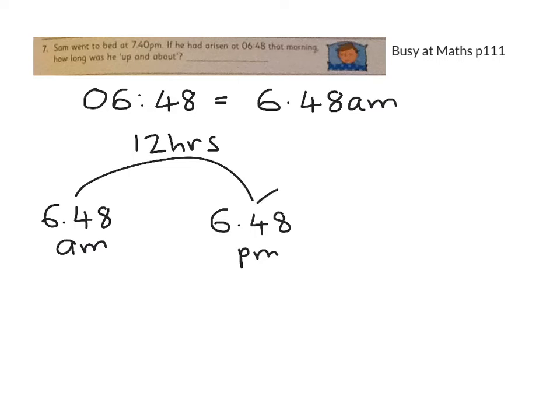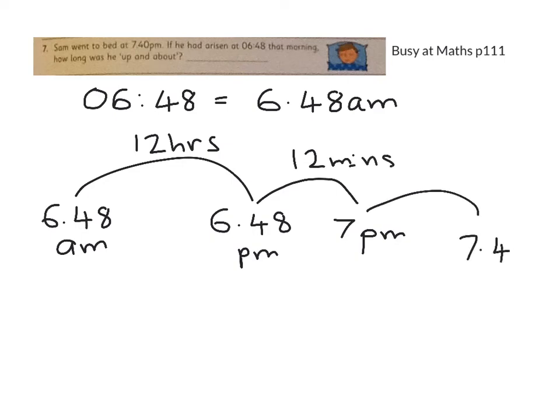So the next jump I'm going to take, I'll get to an easy number. So let's go to 7 PM. So from 6:48 to 7 o'clock would be 12 minutes. And then the next jump is from 7 to 7:40 PM, which is another 40 minutes.